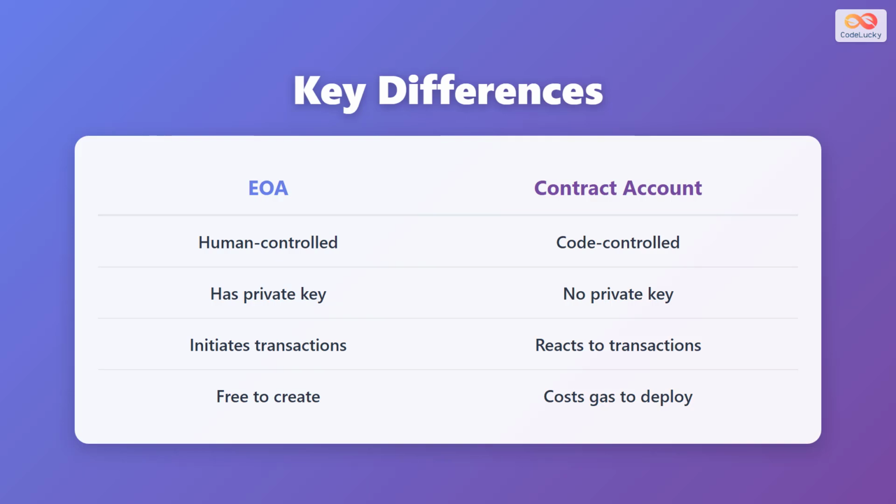Let's compare the key differences between these two account types. EOAs are human-controlled through private keys, while contract accounts are code-controlled through smart contract logic. EOAs have private keys for signing transactions, but contract accounts have no private keys at all. EOAs can initiate transactions on their own, whereas contract accounts can only react to incoming transactions. Finally, creating an EOA is completely free, but deploying a contract account costs gas because you're storing code on the blockchain.